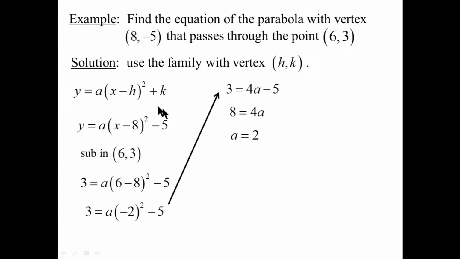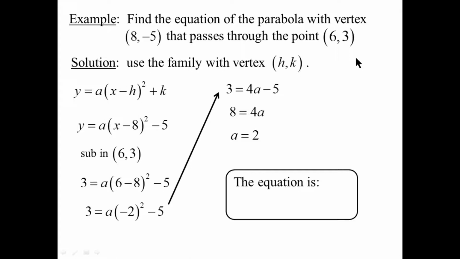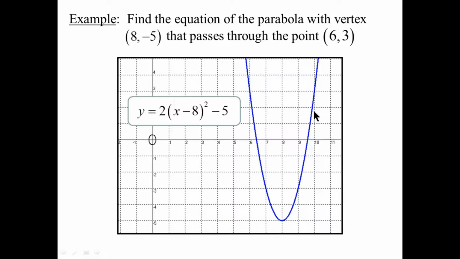So now we have here the equation of the parabola with the given vertex, and if a equals 2, that will pass through the point (6, 3) as required. So the equation is y equals 2 times (x minus 8) squared minus 5. Checking on the software, the graph of y equals 2 times (x minus 8) squared minus 5 is as shown. I brought the example forward so that we could refer to it.